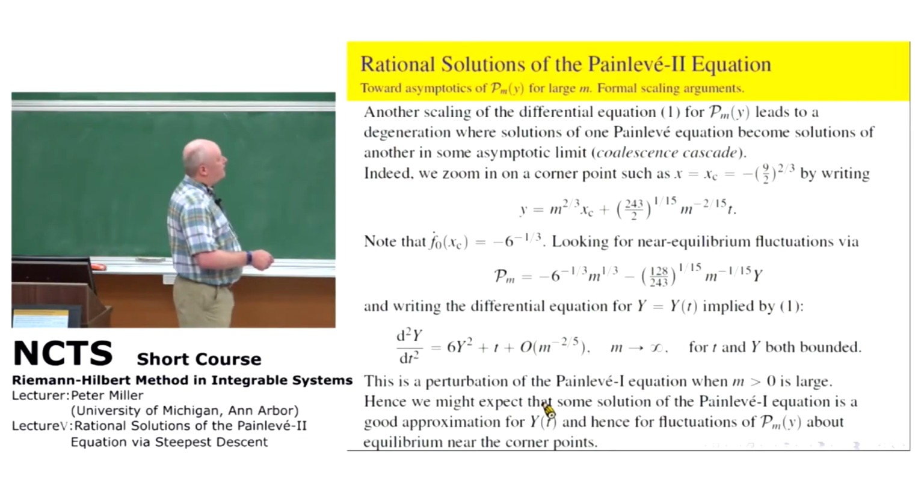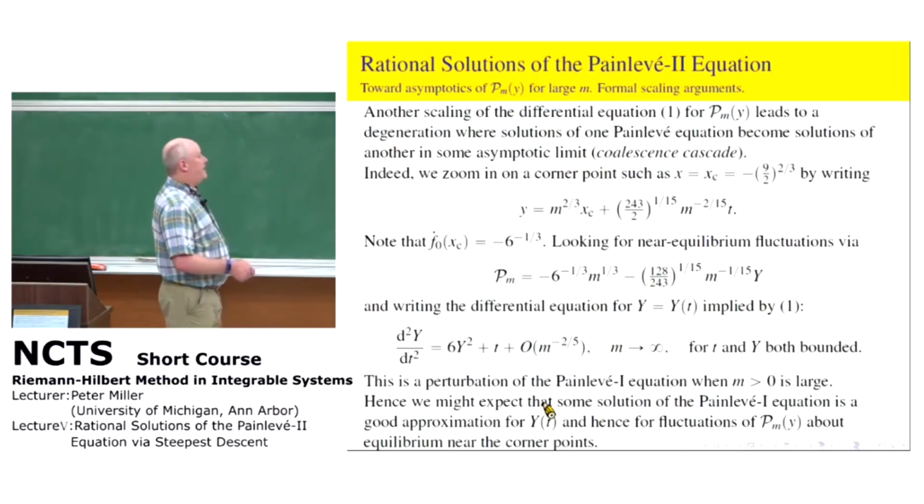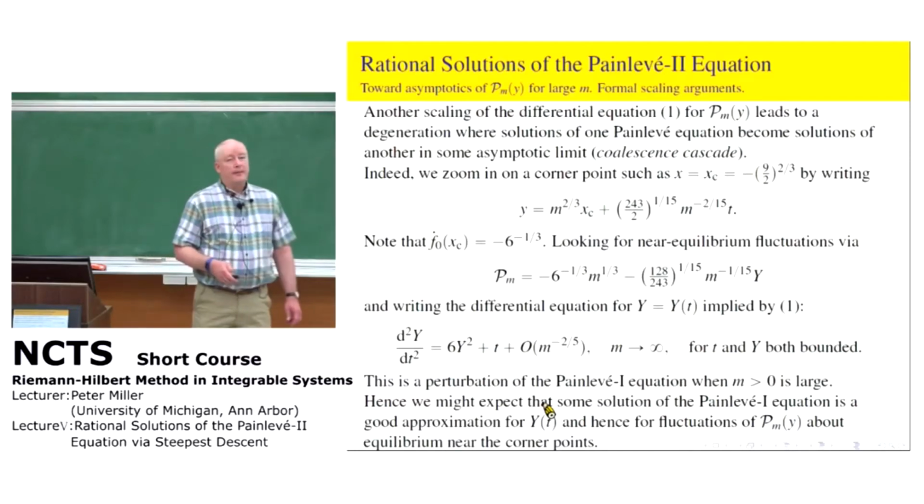So Pendulum 2 has turned into Pendulum 1 by formally rescaling the equation to zoom in on one of those corner points. So you should expect that some solution of the Pendulum 1 equation should be a good approximation for the capital Y of t, and hence, by unraveling this mapping, for the original rational Pendulum function, about these kinds of fluctuations about the equilibrium value close to the corner points. I'll mention something about that at the end of the lecture.